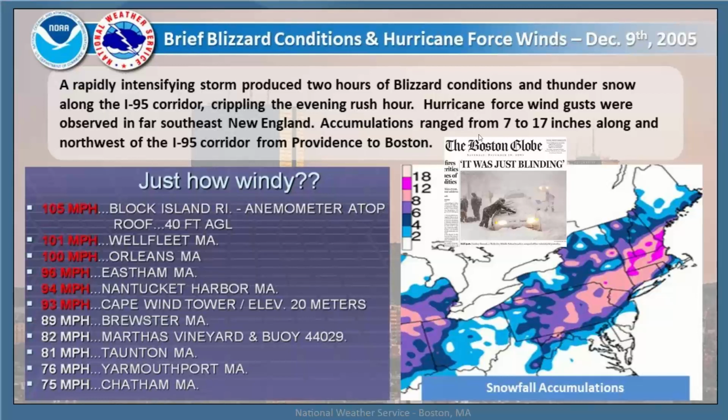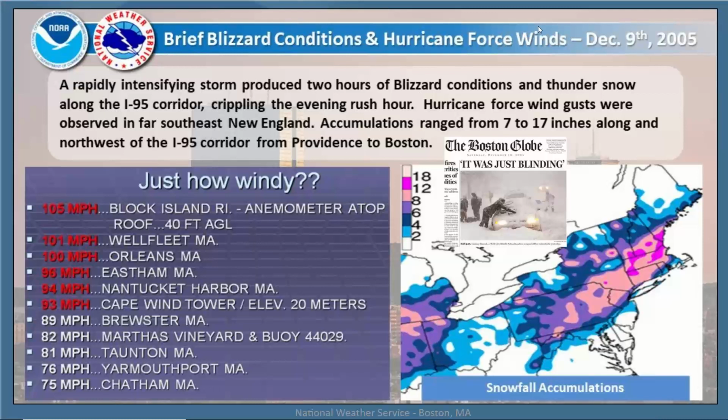Usually it doesn't need to be snowing a lot, but this kind of conditions can cause whiteout conditions, even with just a ground blizzard. In addition to that, there's thundersnow along the I-95 corridor, and that coincided with evening rush hour. So that was just a recipe for disaster. And hurricane force wind gusts were observed in far southeast New England, so you're talking about at least 74 miles per hour. And then the accumulation up to 1.5 feet northwest of the I-95 corridor.